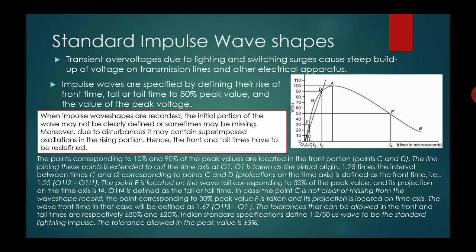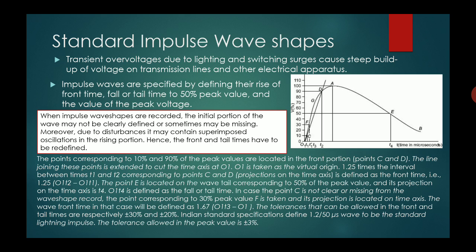Now, how is the impulse voltage defined? It is defined by the rise or front time. The front time is nothing but the time it takes to rise to the maximum value, and it is defined by the fall of the pulse to at least 50% of the maximum. So how do we define an impulse? We need three parts: the time for the impulse to rise, the maximum value, and the time of fall to 50% of the maximum value.